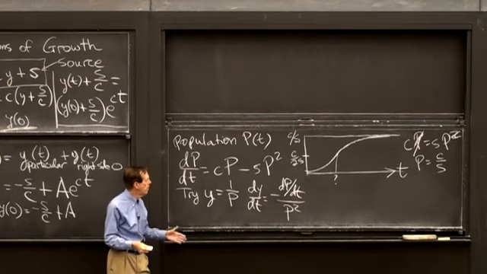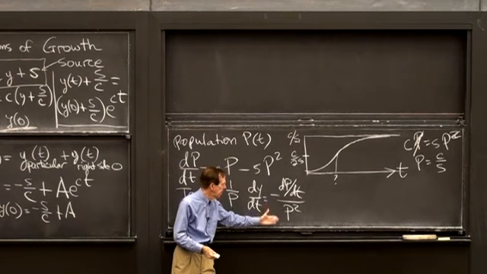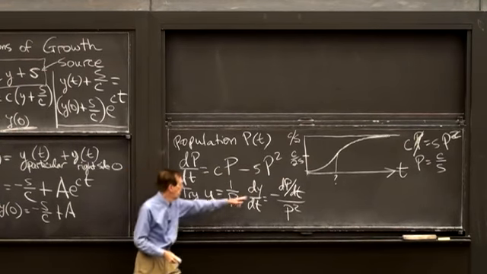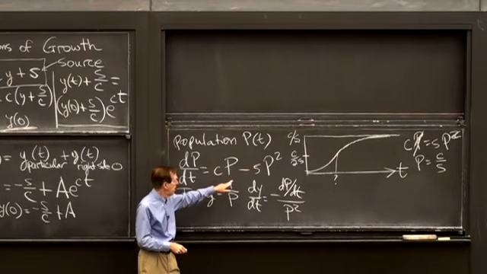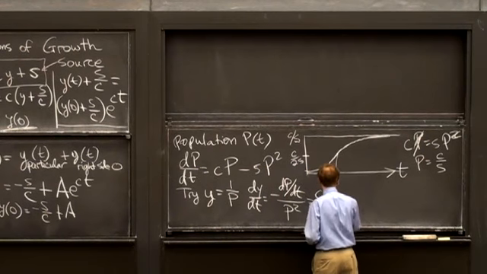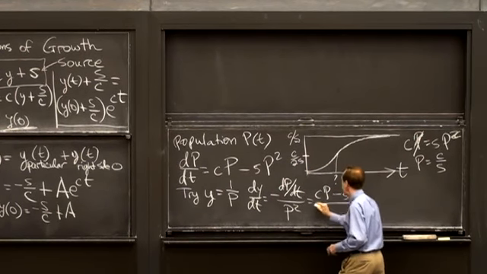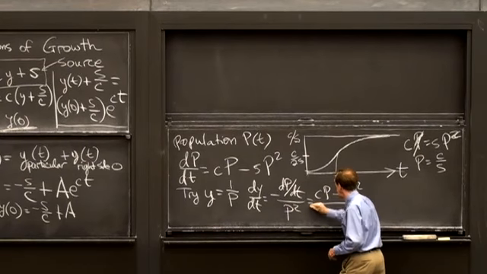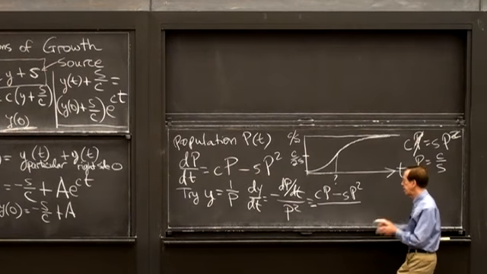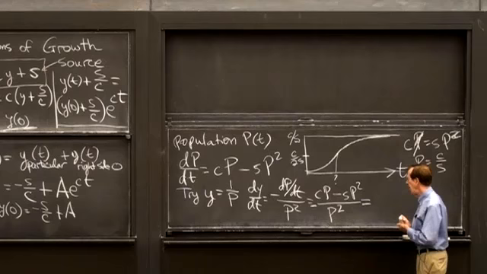That's the chain rule. P to the minus 1, the derivative is minus 1, p to the minus 2, and the derivative of p itself. And now I know dp dt. Now I'm going to use my equation. So that's cp minus sp squared, with a minus. Oh, I can't lose that minus. Put it there. Keep your eye on that minus. Divided by p squared. Okay.